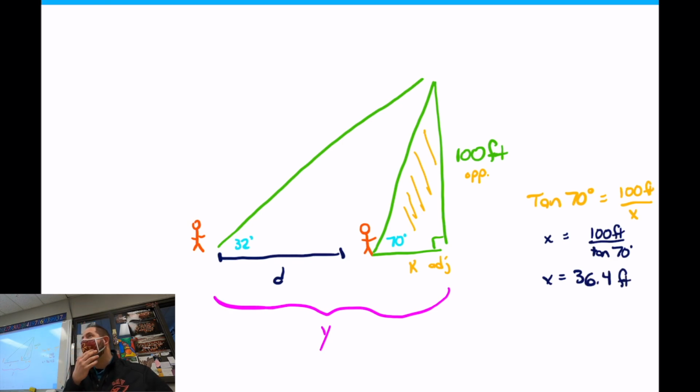Now to figure out Y, I'm going to do the second triangle now. This is the bigger triangle. So I'll kind of highlight this one. So the bigger triangle is this triangle.